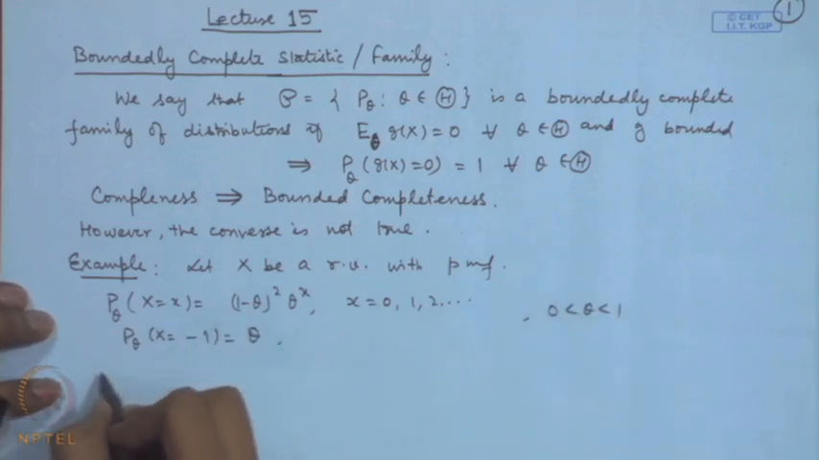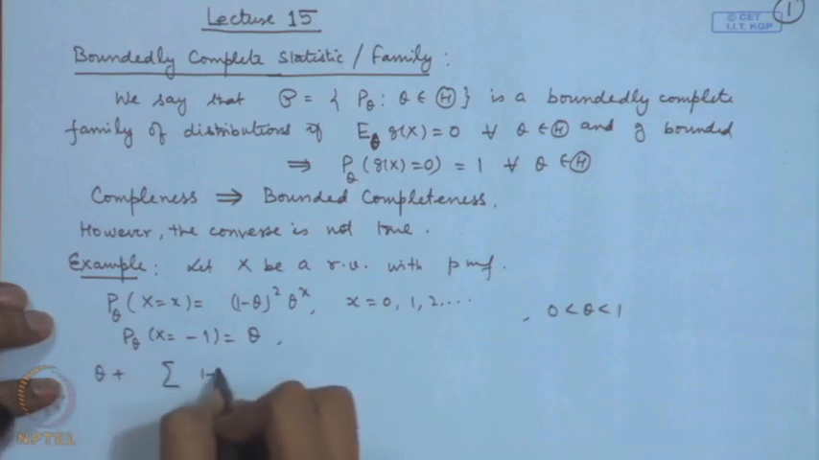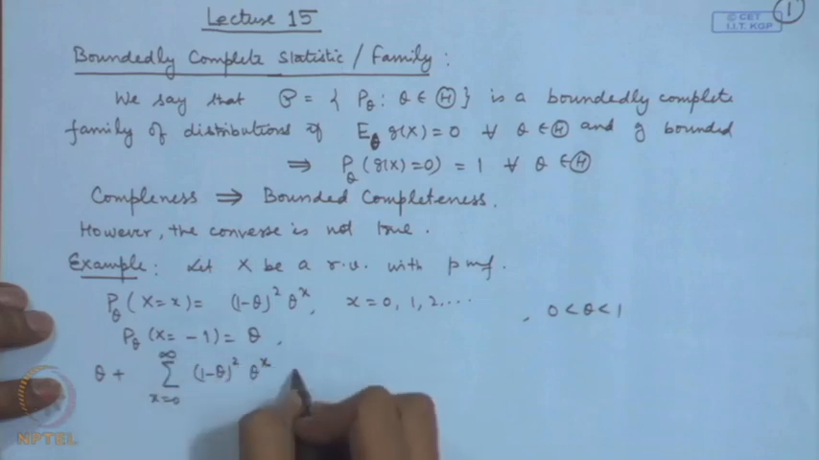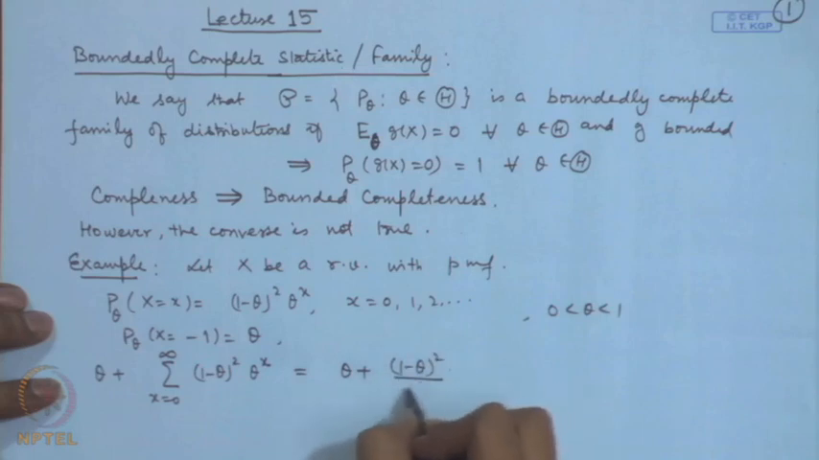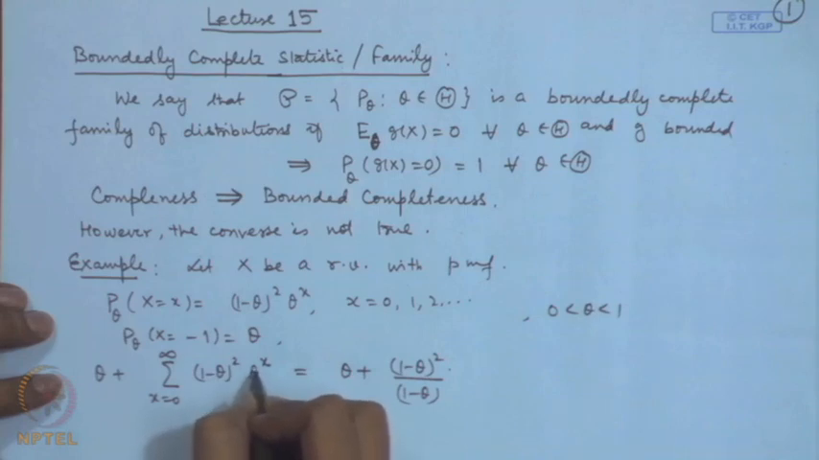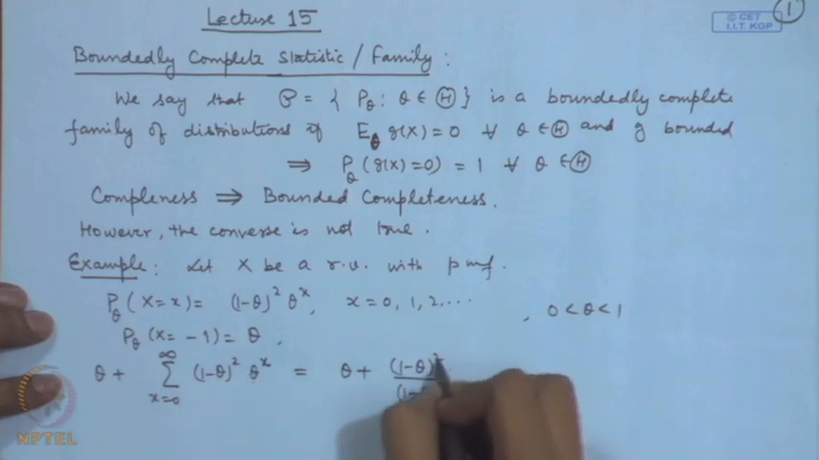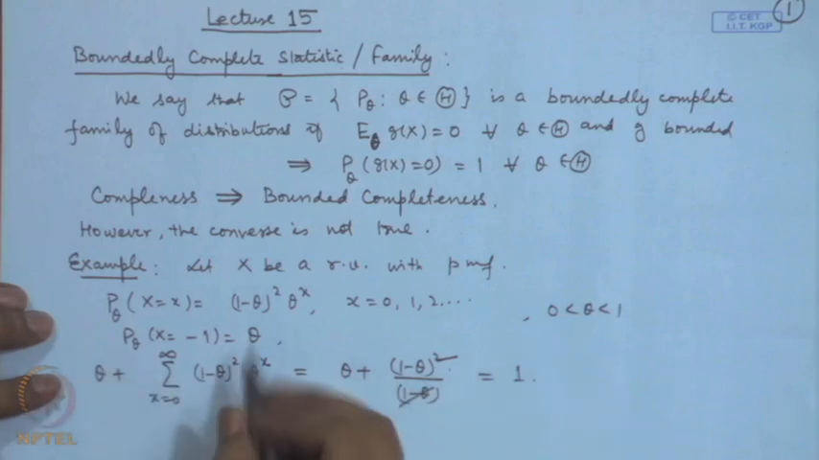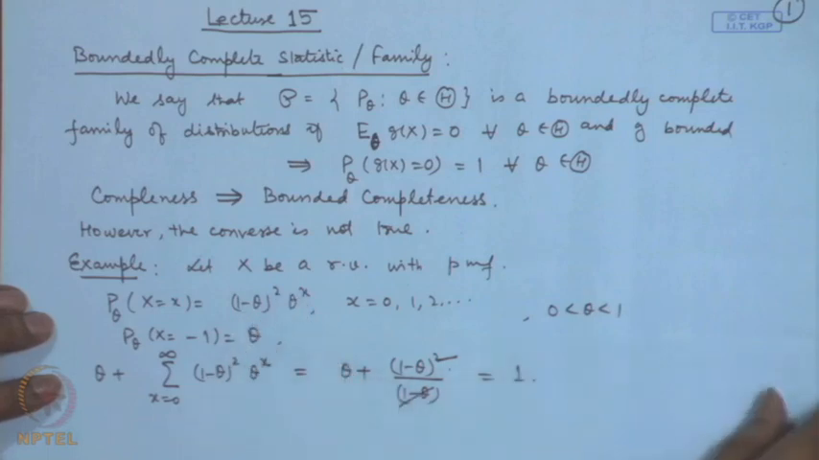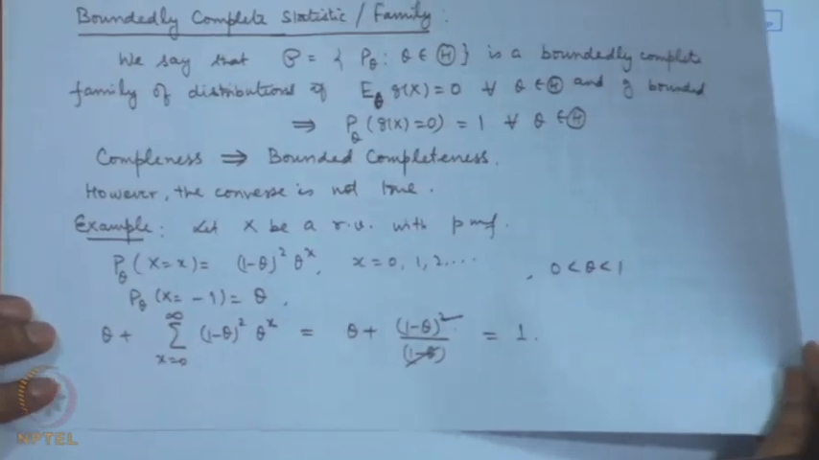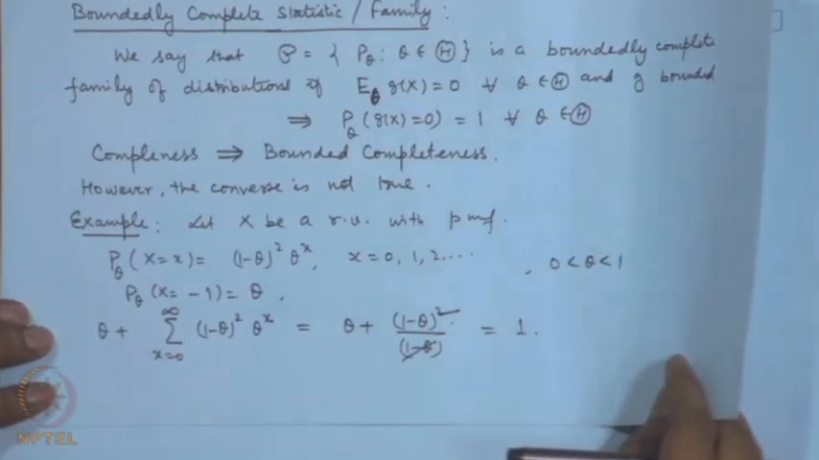Now, you can easily see that theta plus the sum of (1 - theta)^2 theta^x, x equal to 0 to infinity, that is equal to theta plus (1 - theta)^2 divided by (1 - theta), because this is an infinite geometric series with common ratio theta. So, this cancels out, you get 1. So, this is a proper probability distribution. You can say it is a shifted geometric kind of distribution. Let us show whether it is complete or not.